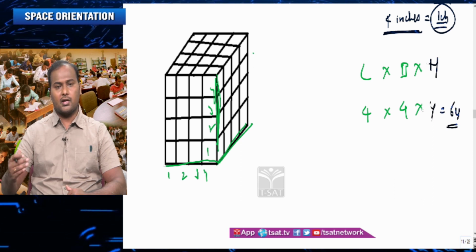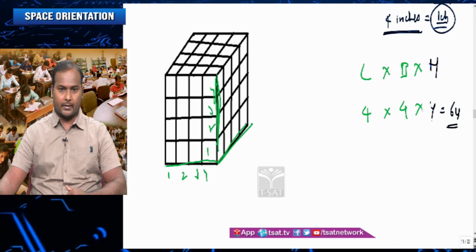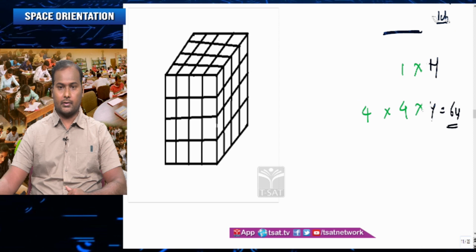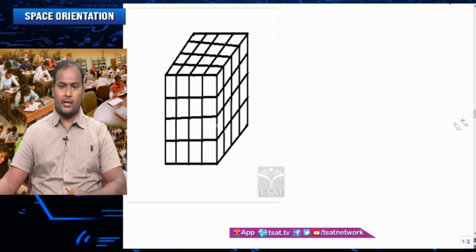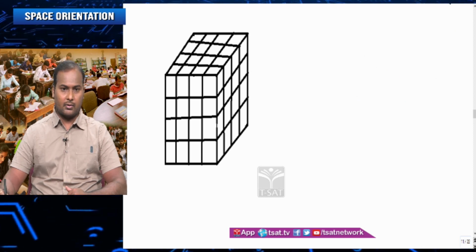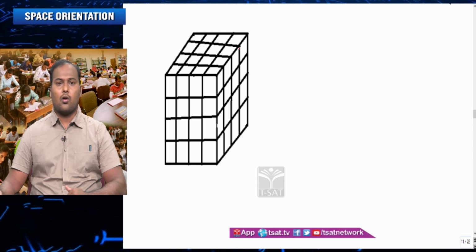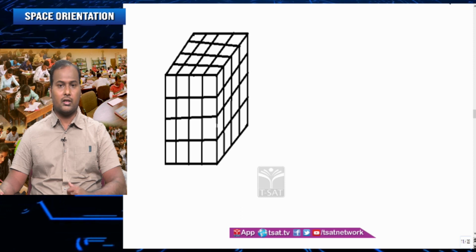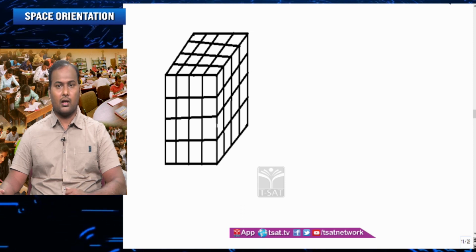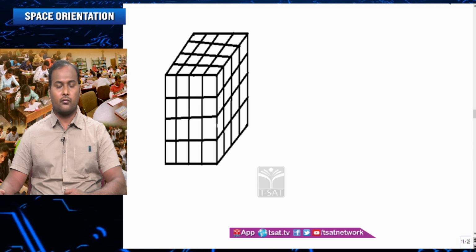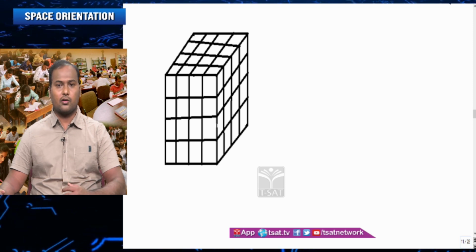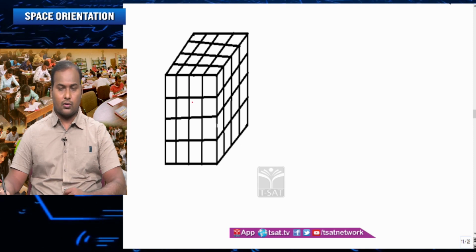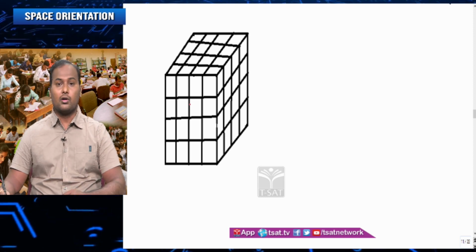Now the question is, imagine now the entire cube is painted with any color, so imagine I am taking red. Now the question is, how many small cubes will have only one side paint? How many small cubes will have only two side paint? How many will have three side paint? How many will have four side paint? How many small cubes with zero side paint also?